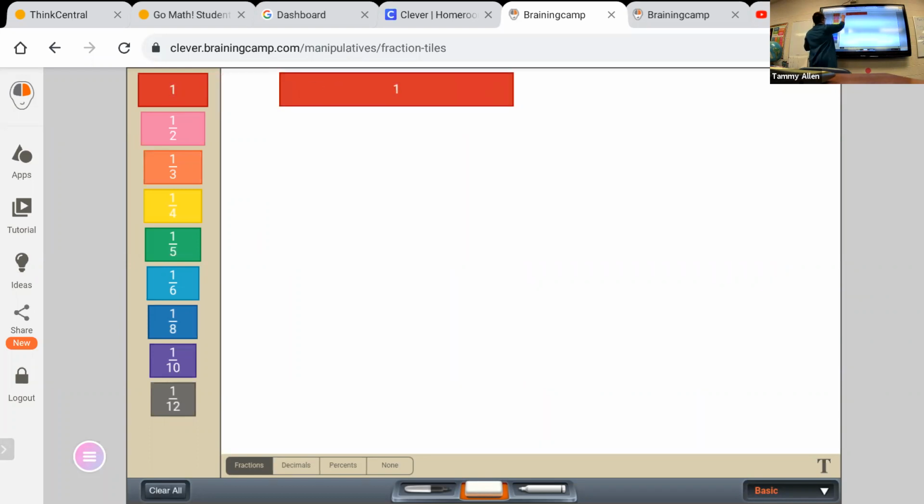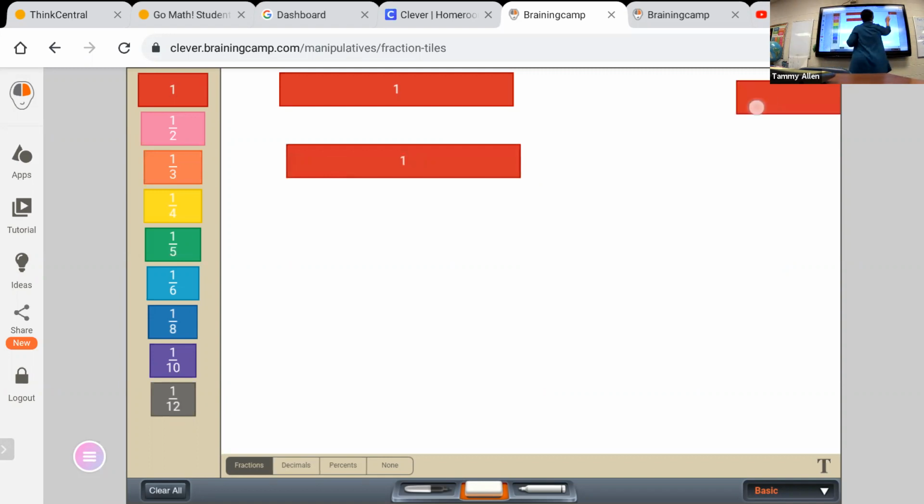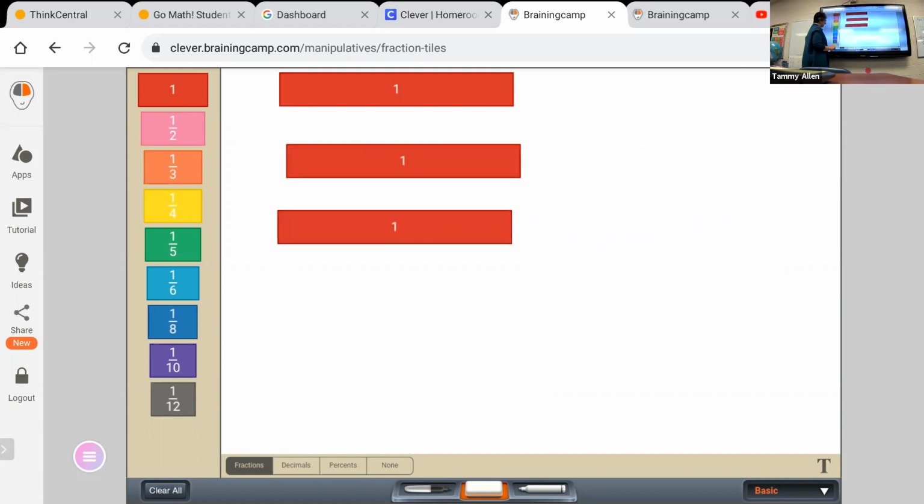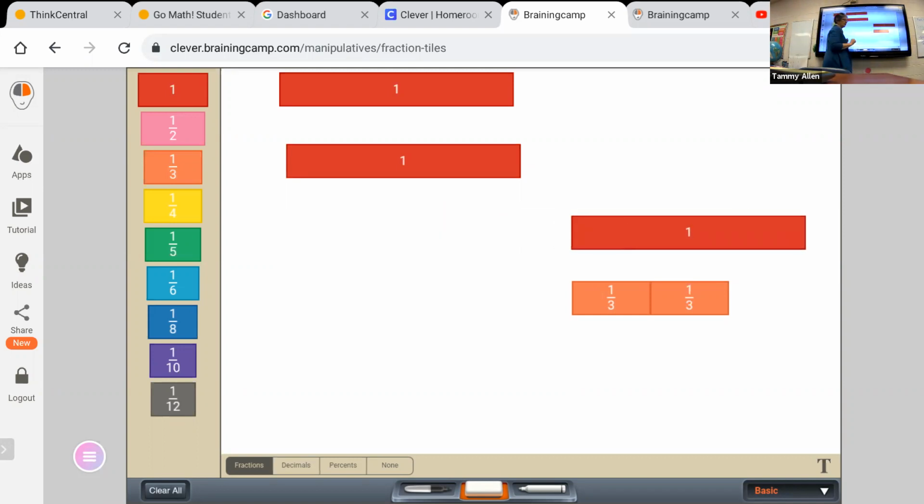All right, let's do 3 whole amounts again. We good? Okay. Let's get rid of 2/3. So I'm going to need to move 1 piece over there, right? And I need to change that 1 piece into 3/3. Good.